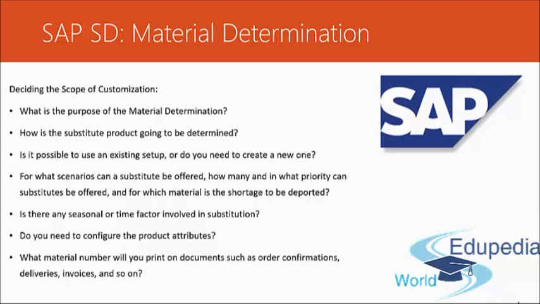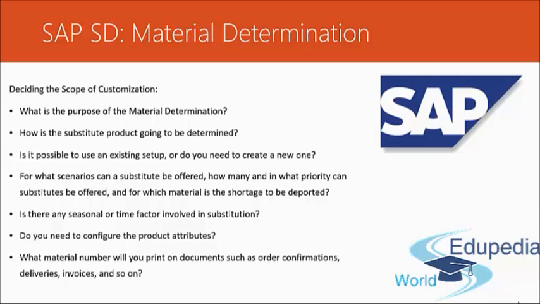Next question is, how is the substitute product going to be determined? This question points to the determination rule. Will you need to substitute products according to the material entered into the order, the material group, or any other material attribute? This helps you decide the fields you need to include in your condition tables.